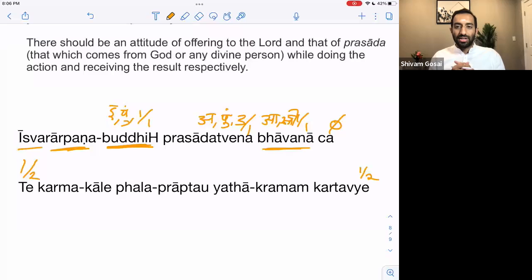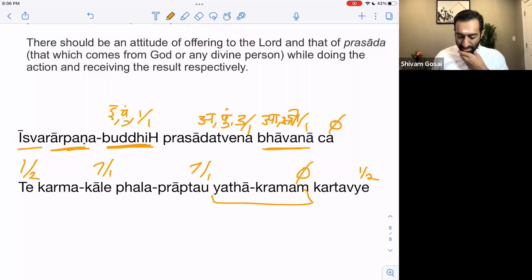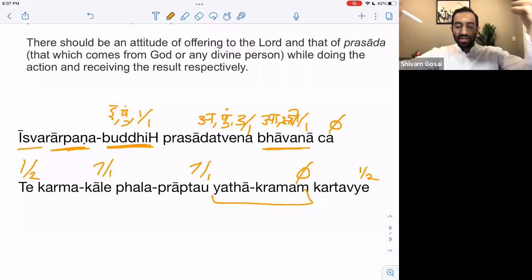Yathakramam means respectively. This is an avyaya word, a special type of samasa which gives avyaya. We're going to look at this word in our next class. So Ishwarapana buddhi should be done at the time of doing the action, and prasada bhavana when receiving the result. Respectively, they have to go with the right thing.